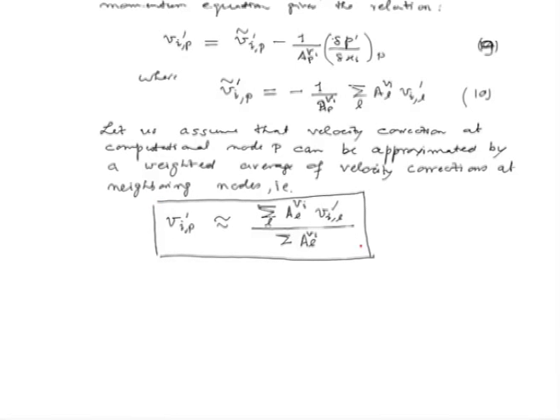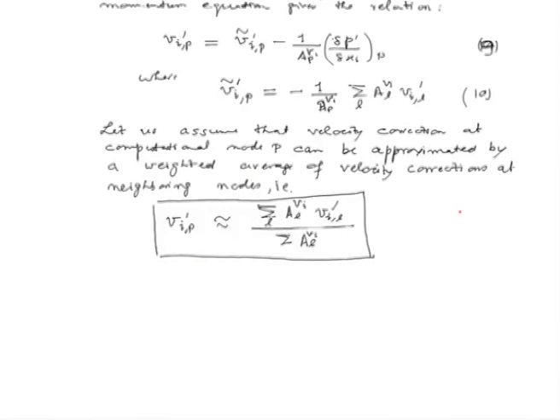We want to find out a correction term which is fairly small, and it is reasonable to assume from the physics that it would be linked or related to the correction values at the neighboring nodes. So, let us call this equation 14.